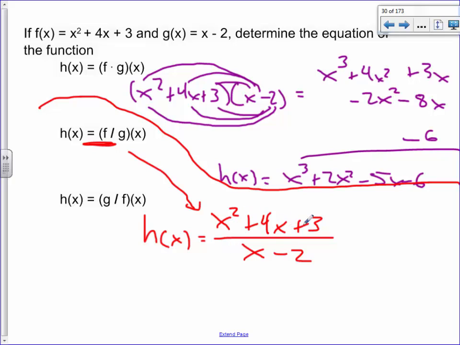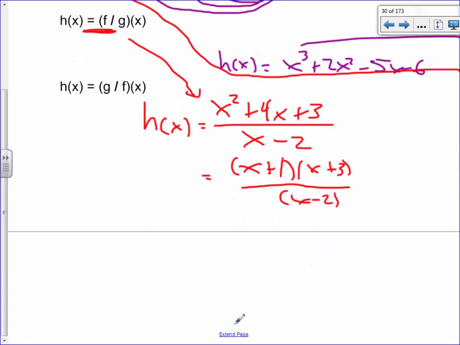Do you guys remember how the top of a fraction, or a polynomial here, sometimes we can factor and do some canceling? This one right here can actually be factored. You could write it like this. It's actually x plus 1, x plus 3, all over x minus 2. Now in this example here, nothing will actually cancel. But it is possible that you could cancel some stuff.